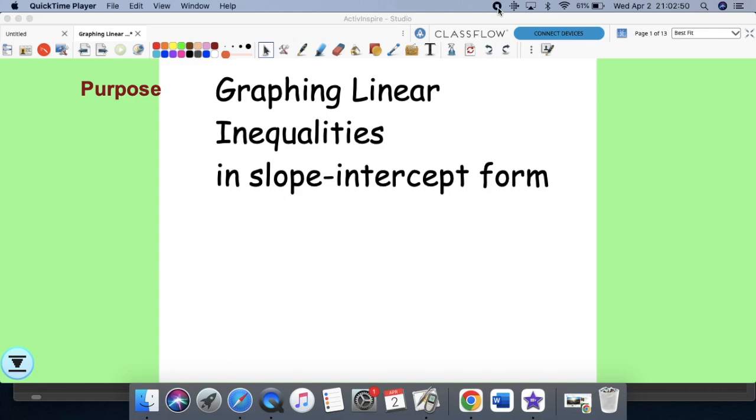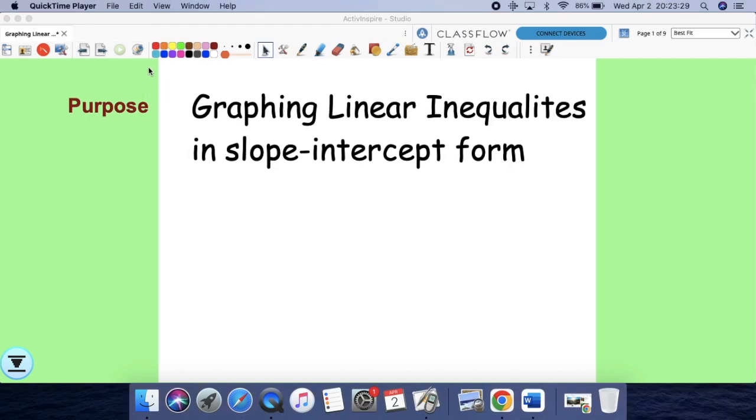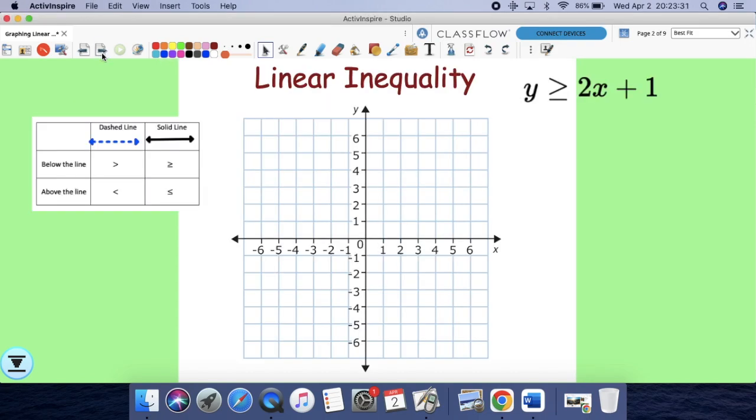Slope-intercept form. Eventually we want to do systems of inequalities, but we're going to break it up into smaller pieces before we get there. So let's start. Here's an inequality in slope-intercept form. I want to give you one example here, and then I want you to do one on your own to see how you do.